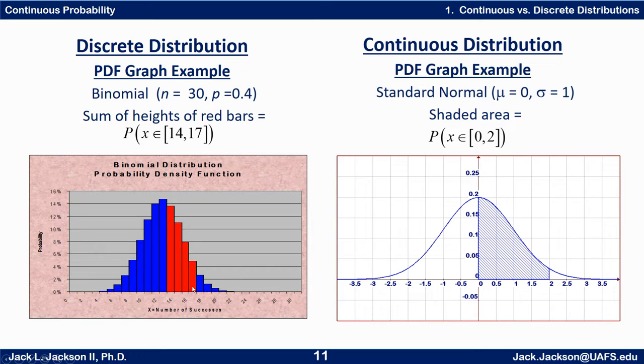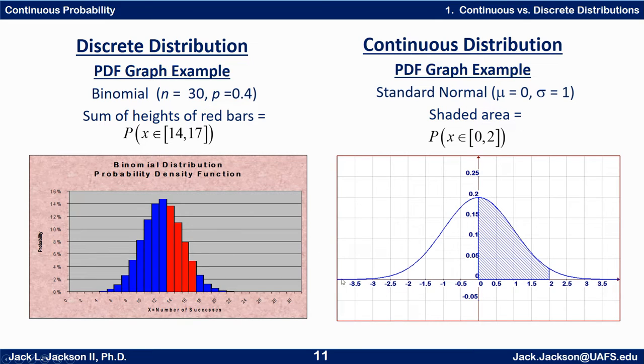Now, I've shaded four of these bars, the bars for 14, 15, 16, and 17. And so the probability that x is between 14 and 17 included is the sum of the heights of these four bars. And since the widths are all one, it's the same as the area of those four bars as well. Normally, it would be the area of those four bars divided by their common width. Since the common width is 1, it is the same as the area. So the probability that x is between 14 and 17 inclusive is the sum of the heights of the bars, which in this case is also the area.